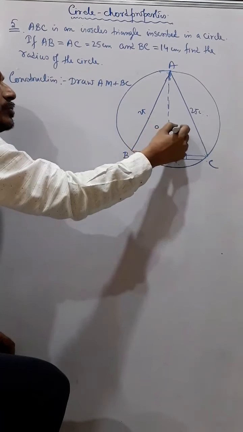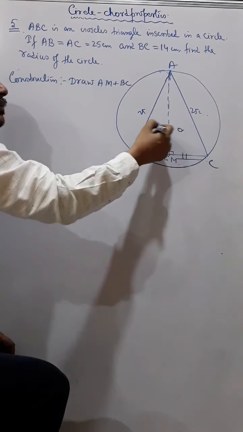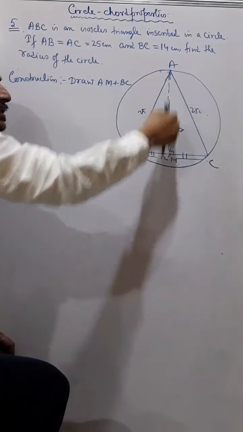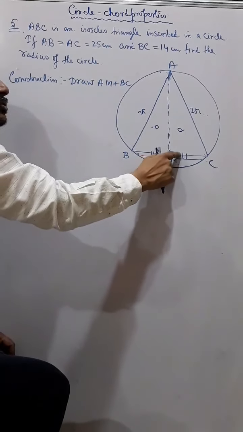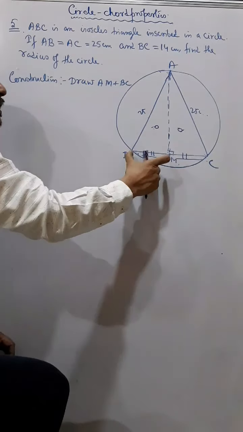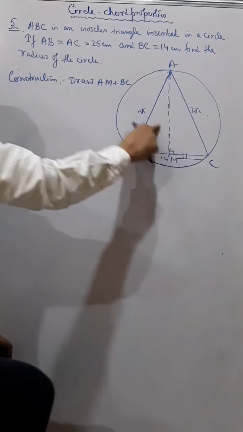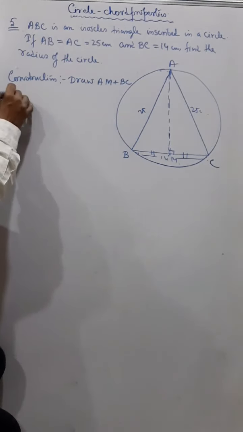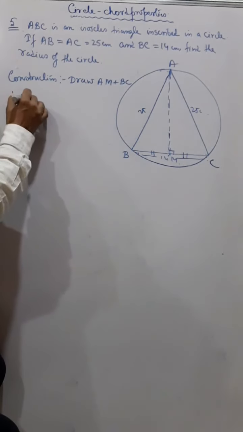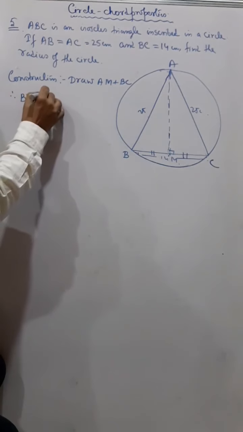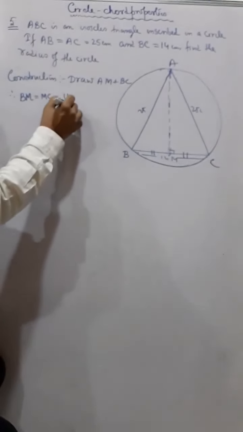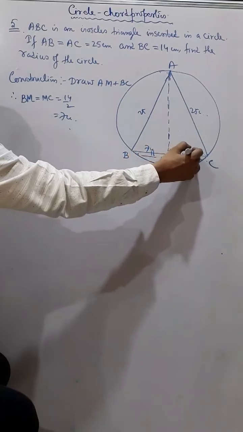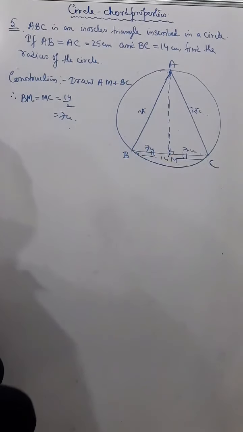You can prove these two triangles congruent. This side equals this side, this is common, and 90 equals 90, so these two triangles become congruent, therefore BM equals MC. Here you don't have to prove that, we can directly write that BM equals MC. So BM is equal to MC is equal to 14 by 2, which is 7 centimeter. So this is 7 centimeter and this is 7 centimeter.